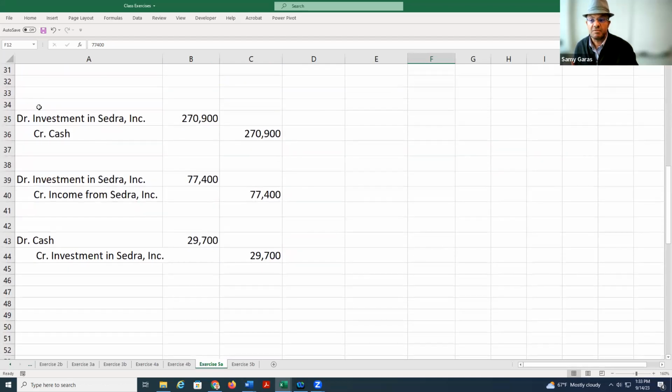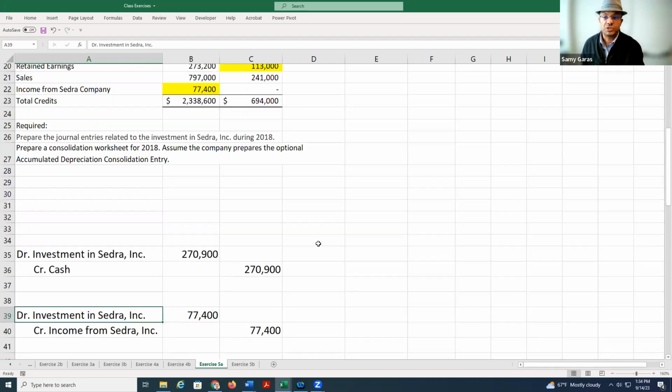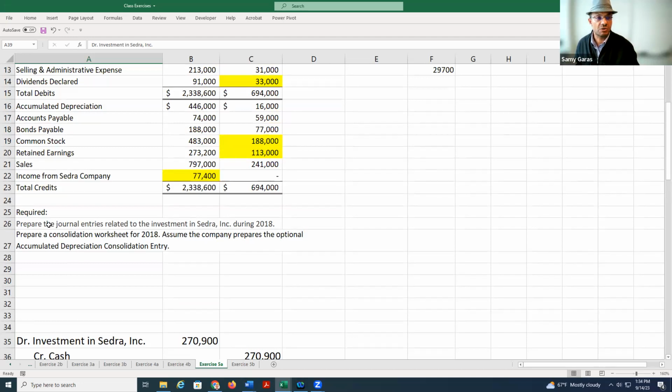So we debit investment in Sidra company by 270,900, credit cash. Remember, if we give bonds, we credit bonds and premium or discount. And then we record our portion of the net income. We debit also the same account, investment in Sidra company, credit income from Sidra. And then for the receipt of dividends, we debit cash, credit investment in Sidra company by the dividends. So this is the first requirement. We need to calculate the journal transactions.